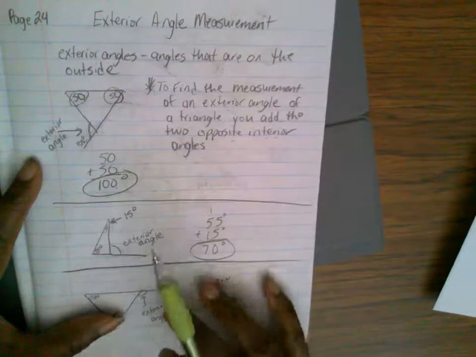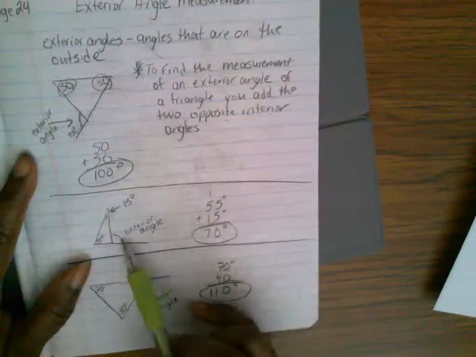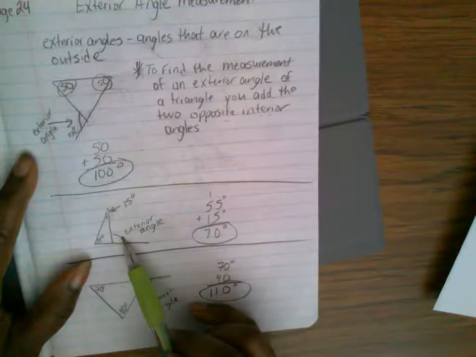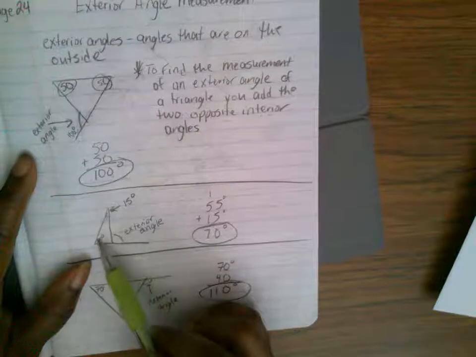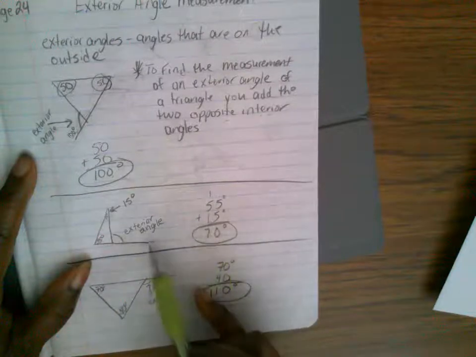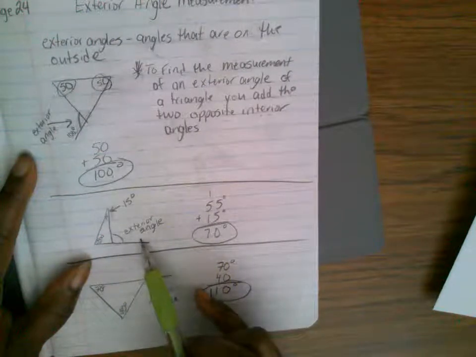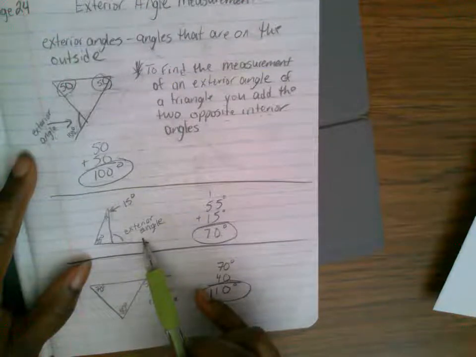This example here, do the same thing. To find the measurement of this angle right here, I add the two opposite interior angles. That's these two angles right here. When I add them together, that gives me the measurement of the exterior angle. Questions about that?